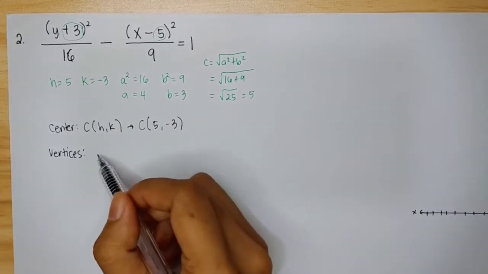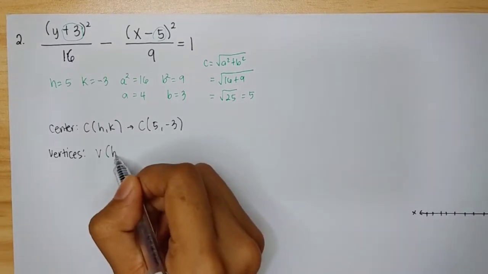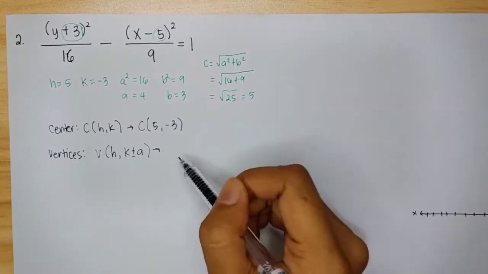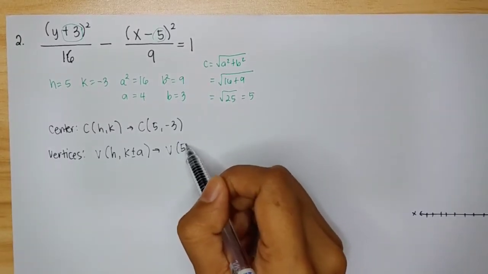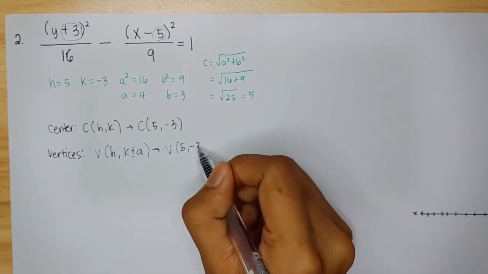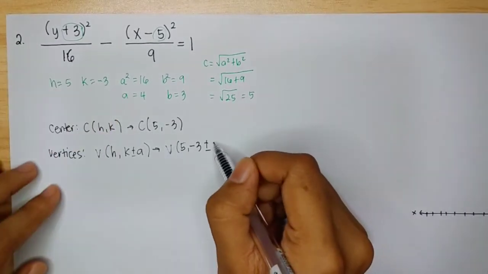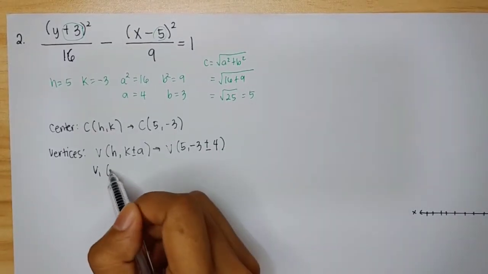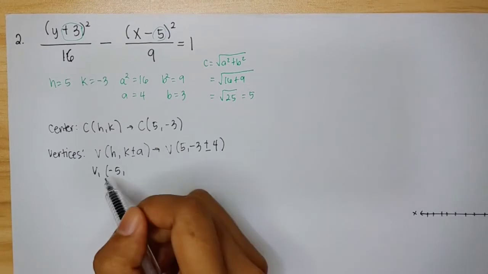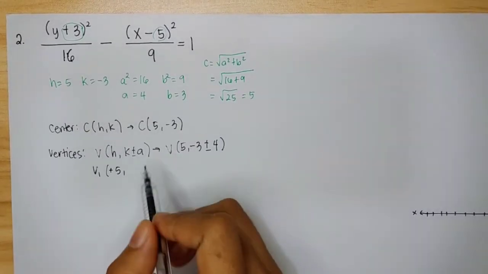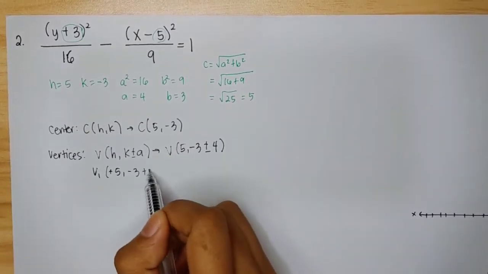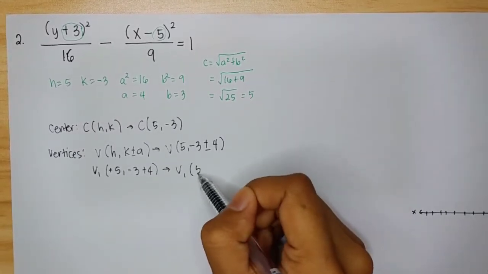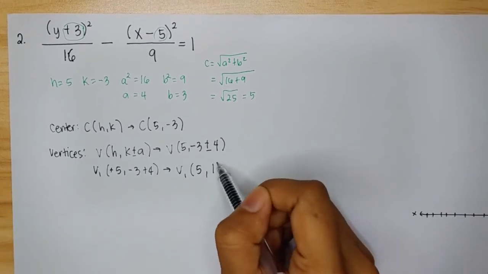Okay, next we have here our vertices. Vertices, we have V is H, comma, K plus minus A. So, we have our vertices, we have 5. Copy natin yung 5. Then, negative 3 plus minus ano yung A natin, we have 4. So, this will be yung vertex 1 natin. We have positive 5 copy, then negative 3 plus 4. So, this will be V1 natin. That is 5. Negative 3 plus 4, that is positive 1.